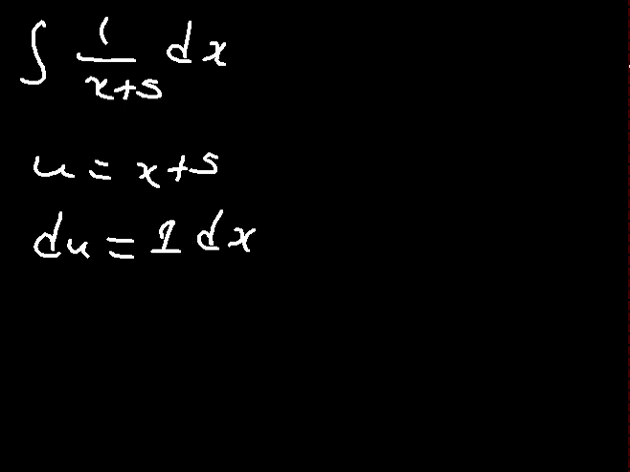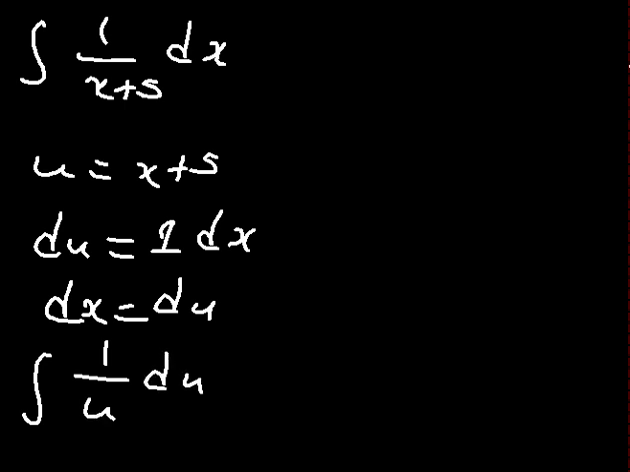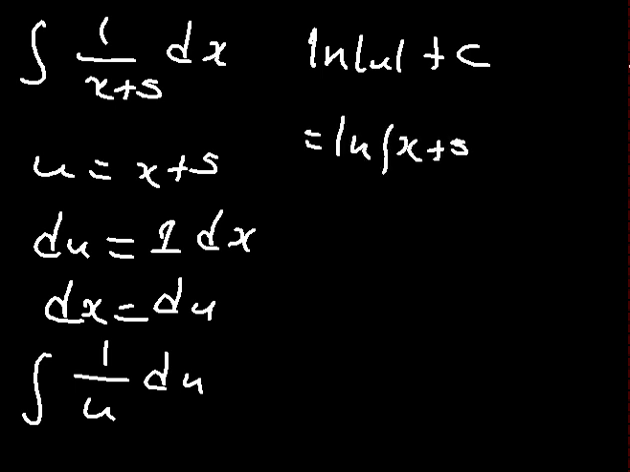So in that case, we make dx the subject, hence dx is equal to du. Then we substitute for u as well as dx. So we have the integral of 1 over u du, which is ln of u plus c, where c is the constant of integration, as you can remember. So we'll have ln of x plus 5, plus c. Now this is the solution.